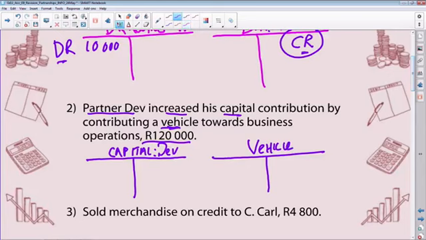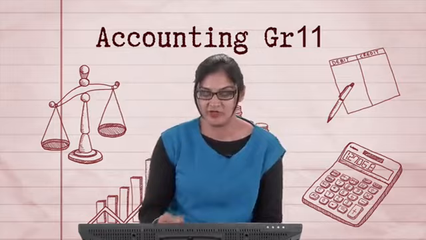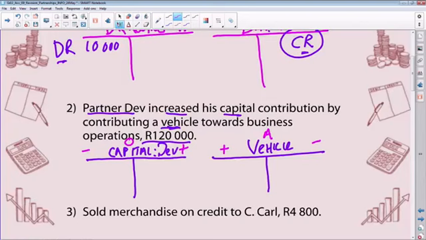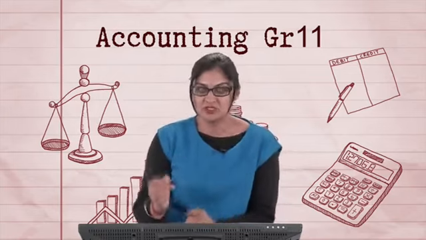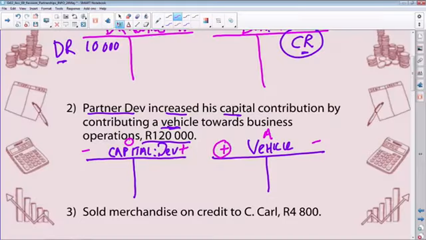Right, let's quickly identify both accounts. So capital, we all know, is owner's equity. Vehicle is an asset. So I'm just going to put my plus and minus signs. Owner's equity decreases on the debit side, increases on the credit side. Right, so let's now look at which account will be debited, which account will be credited. I'm going to start with vehicles first. The business is obviously now gaining, or there's another vehicle coming into the business. So immediately, the value or the amount of assets that the business now owns is going to increase. It's going to go up. So vehicles will be debited with that amount of $120,000.